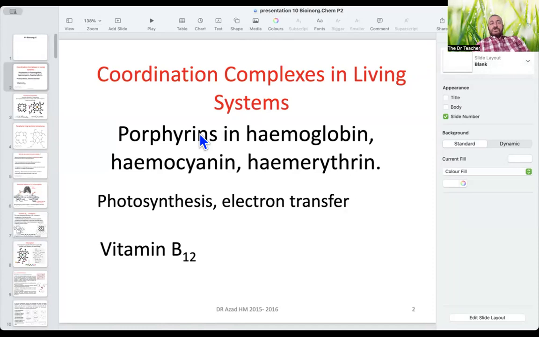So we started to talk about the coordination complexes in living systems. I mentioned from the previous video porphyrins, which can be found, porphyrin rings can be found in the hemoglobin, but there are others as well, hemocyanin, hemerythrin compounds, and we can find the porphyrin rings in the photosynthesis in chlorophyll, which involve electron transfer, vitamin B12, and so on.